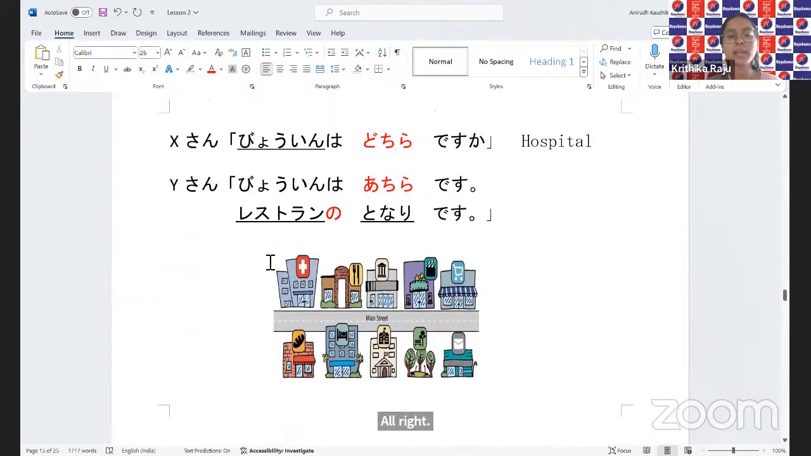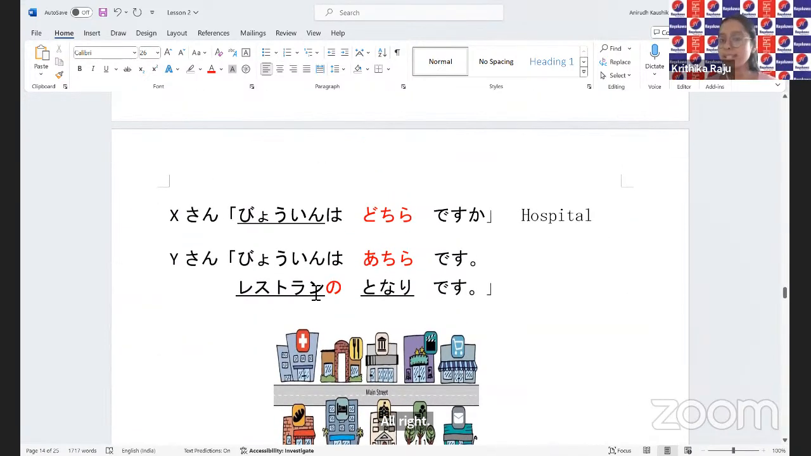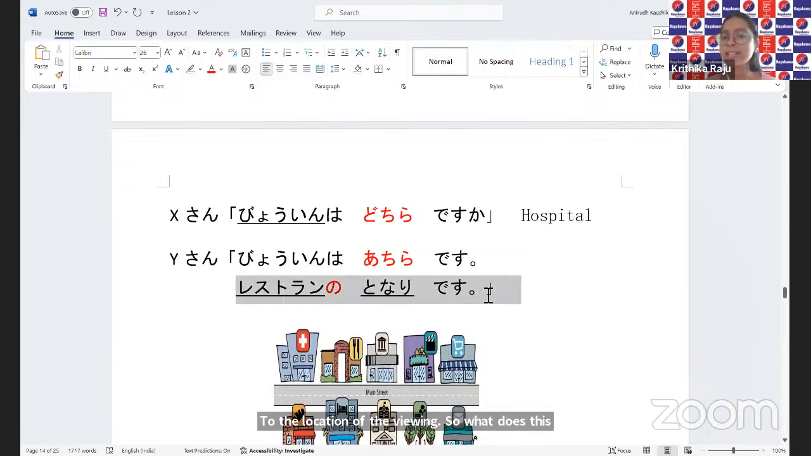There was one sentence remaining. Byoin wa achira desu. And then there's further explanation to the location of the byoin. So what does this sentence read? What else is Y-san saying? Yes, please read this sentence, everyone.